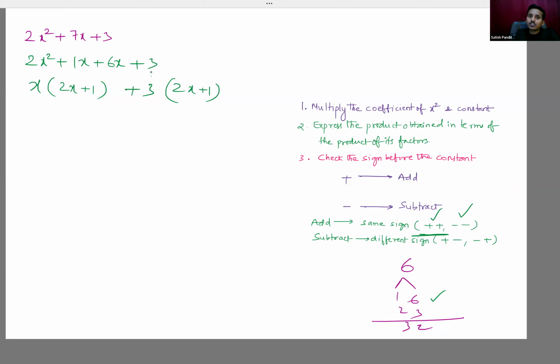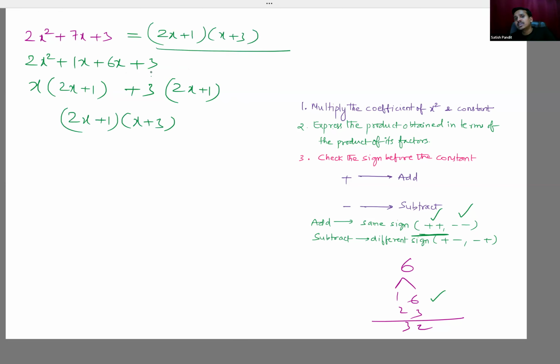You can multiply and check also whether it is correct or not. Plus 3 into 2x is plus 6x and plus 3 into 1 is plus 3. That's all. 2x plus 1, write as it is. Like take common basically. And what is left? X plus 3. That means if you factorize this, you'll get what? 2x plus 1 into x plus 3. I hope it is very, very clear. If you have a doubt, you can ask. I'll help you out. Okay. Next question.